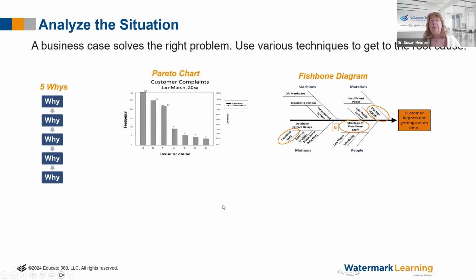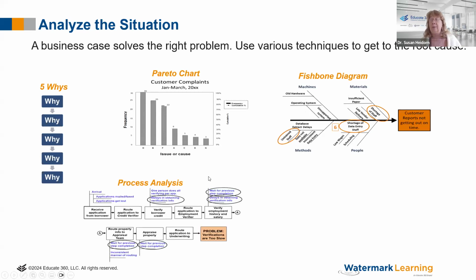Fishbone diagram, many of you have probably done a fishbone diagram. You have what the issue is, and then you just brainstorm, usually in categories so you're not forgetting any. This is materials, machines, methods, people. And then you say, what about materials is causing customer reports? What about machines is causing them to get out not on time? What about methods, or what about people? And then you circle the ones that are most likely, and you might need to do some more root cause on that.